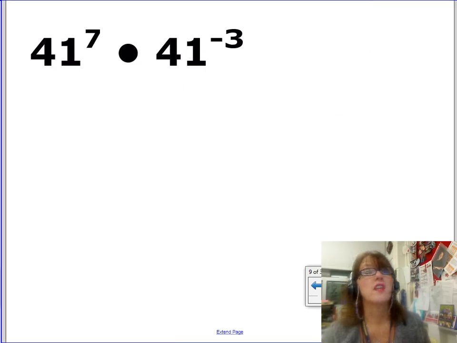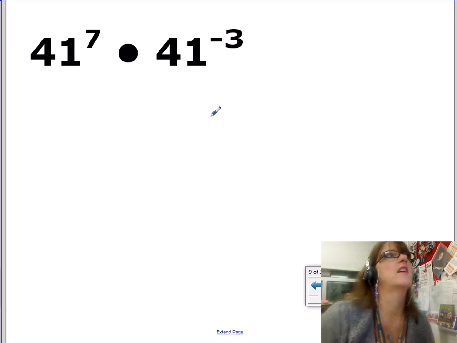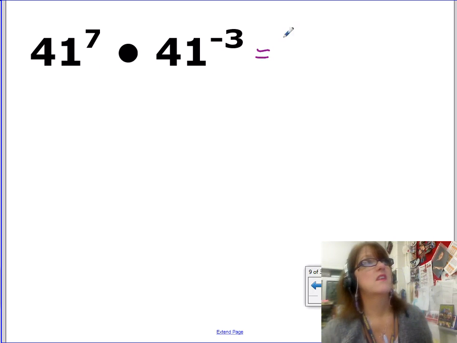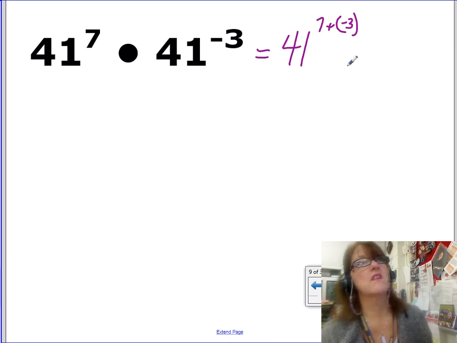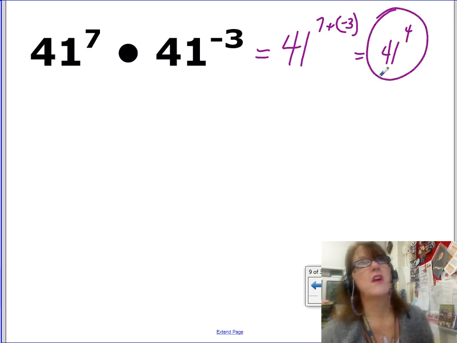Oh, what if you have a negative power? You know what? The rule still applies. All right, 41 to the 7th and 41 to the negative 3 means add those two exponents together. And you end up with 41 to the 4th power.